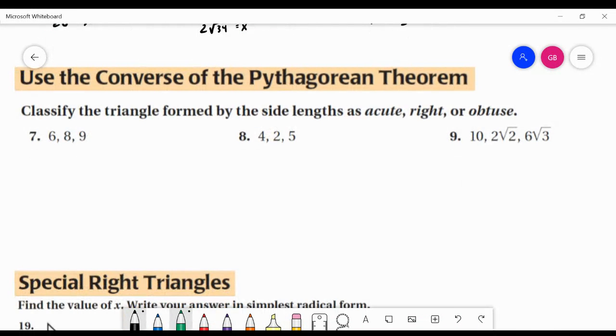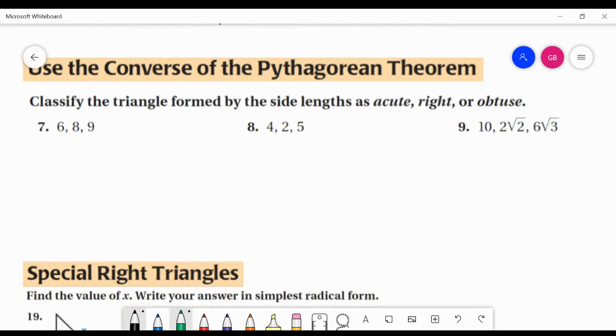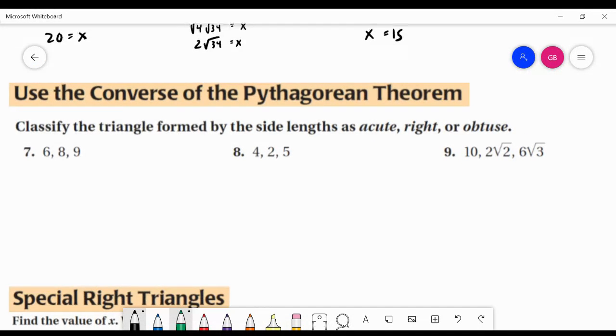Converse of the Pythagorean theorem. Classify the triangle formed by the side lengths as acute, right, or obtuse. Okay, so for these, you have to see how c squared compares with a squared plus b squared. If c squared is bigger, it's obtuse. If it's equal, it's right, and if it's less than, it's acute.